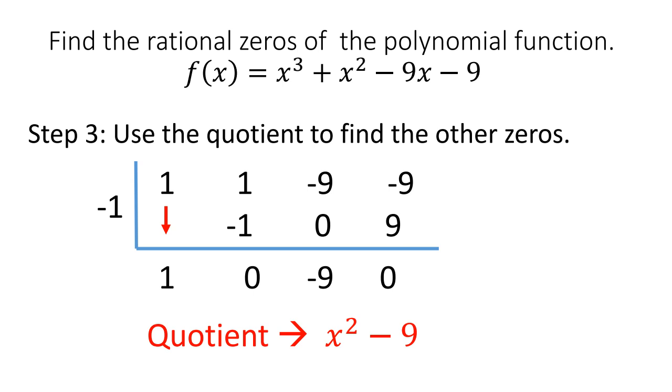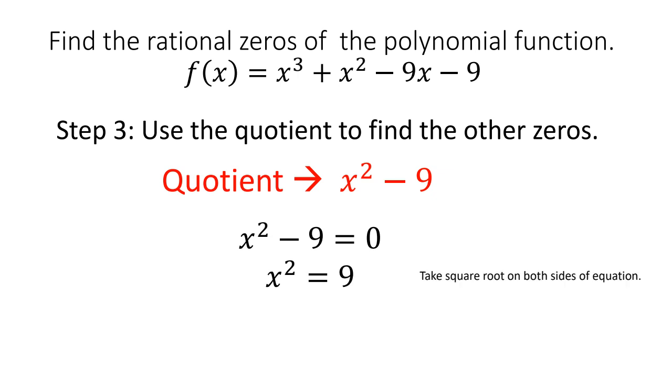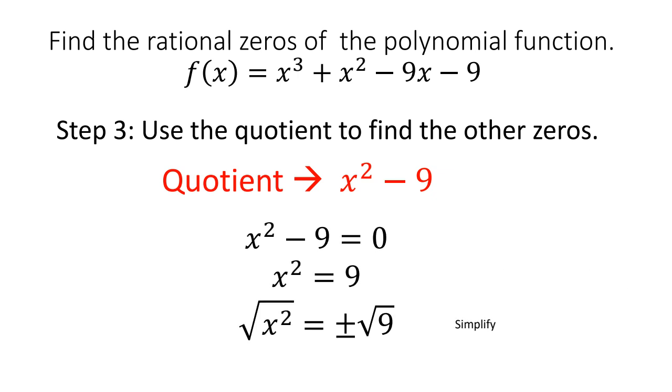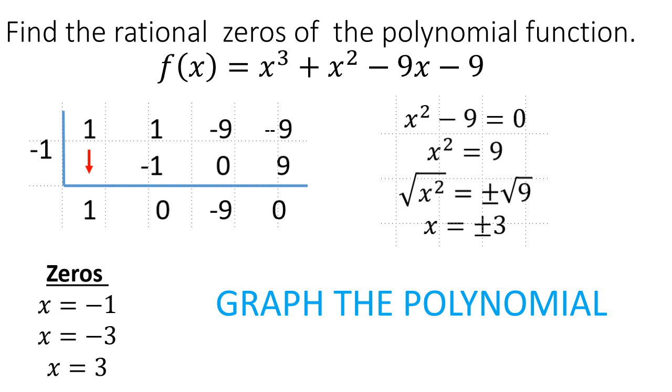Again, this polynomial should have at most 3 zeros. I already know one of them at x equals negative 1. And the other 2 are easy to do by using our square root property. I'm going to add 9 on both sides. I'm going to take the square root of both sides. And I see that the square root of 9 is plus or minus 3. So hence, these are my 3 zeros. My 3 zeros are x equals negative 1, x equals negative 3, x equals 3.